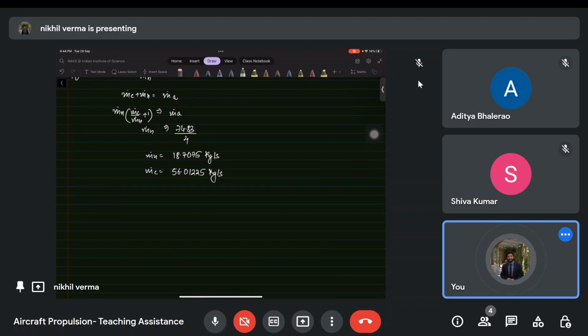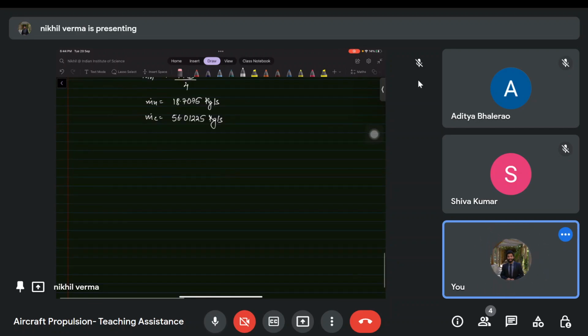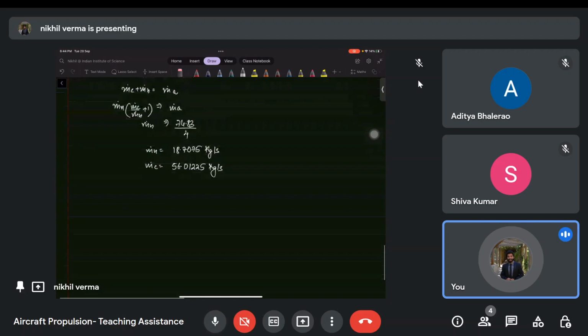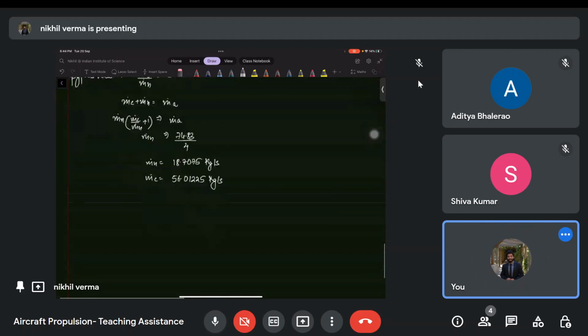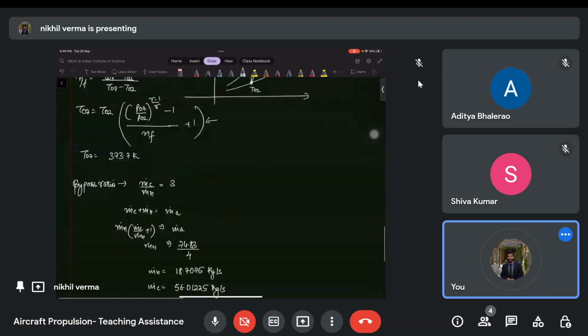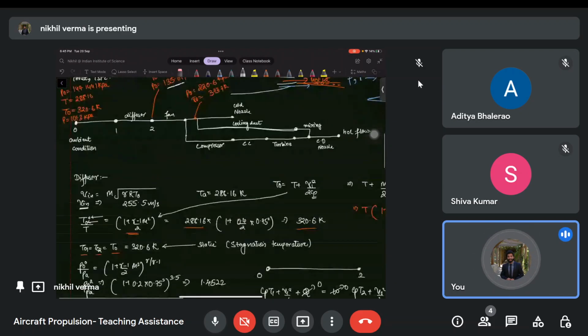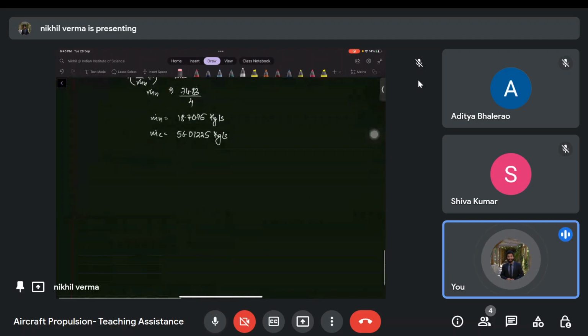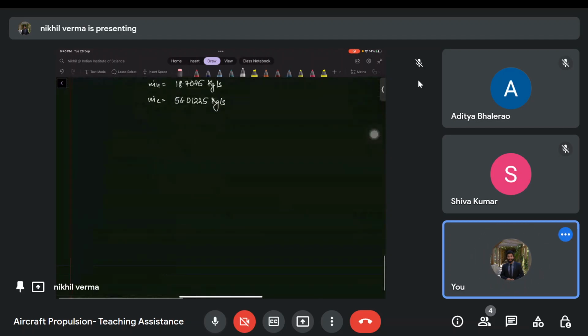Also, let us calculate the pressure after the... Another thing that is there is known as the split ratio. So does anybody know what the split ratio is?